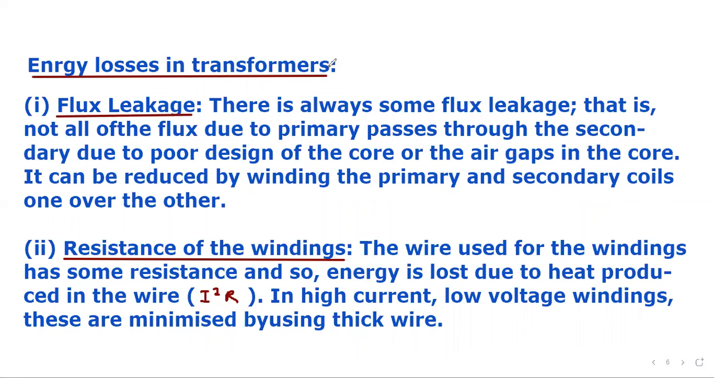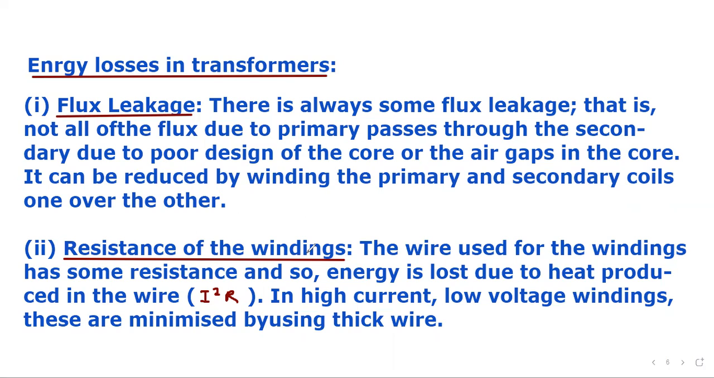So energy losses in transformers are, number one, flux leakage. There is always some flux leakage. That is, not all of the flux due to primary passes through the secondary due to poor design of the core or the air gaps in the core. It can be reduced by binding the primary and secondary coils one over the other, the first figure, as we have seen.